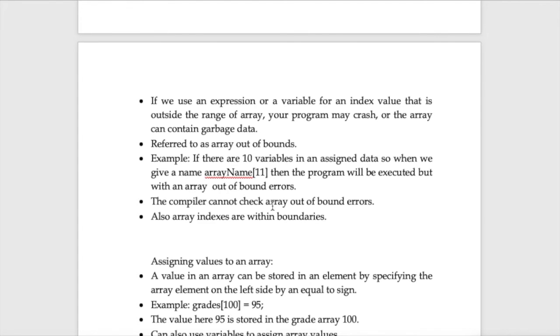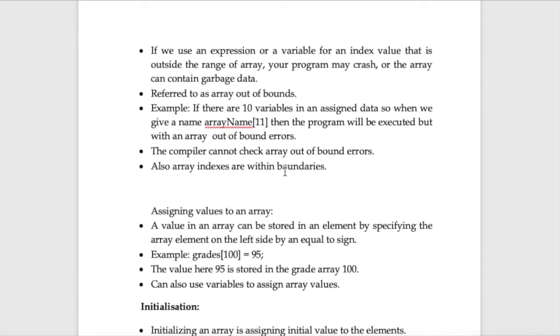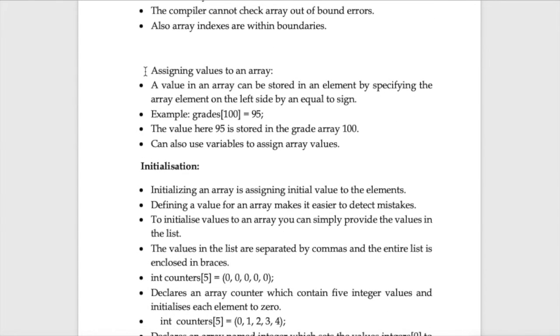The compiler cannot check for array out of bounds errors, so make sure array indexes are within boundaries. Okay, for an array of 11 elements it is limited to indexes 0 to 10, so 11 will not be included because 0 to 10 is counted as 11 elements in the array.